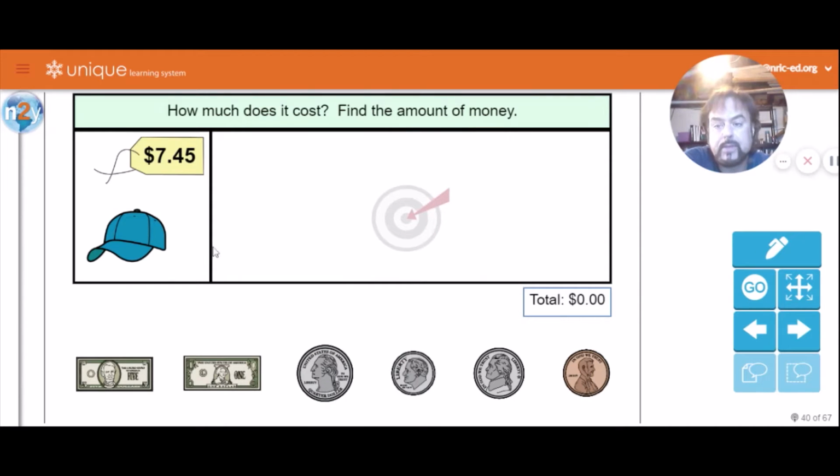All right, now we have a baseball cap for $7.45. This time we shall use a 5. So we take a $5 bill. Let me zoom in here.